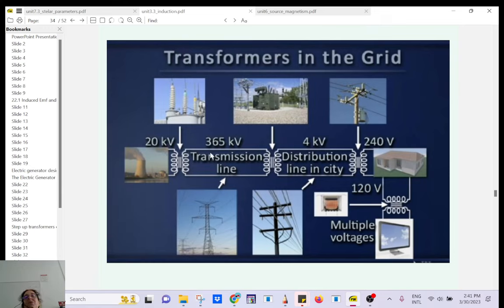Transformers, right? So you go from 300,000 to 4,000 volt, right? And then when you get to your house, you go from 4,000 volt and you have other transformers that step down. Very good. So from here to there, you step down, and from here to there, you step down again to 240 volt. And then once you have 240 volt, you can step up again if you need a lot of voltage, or step down if you need less voltage. So that's how it works.